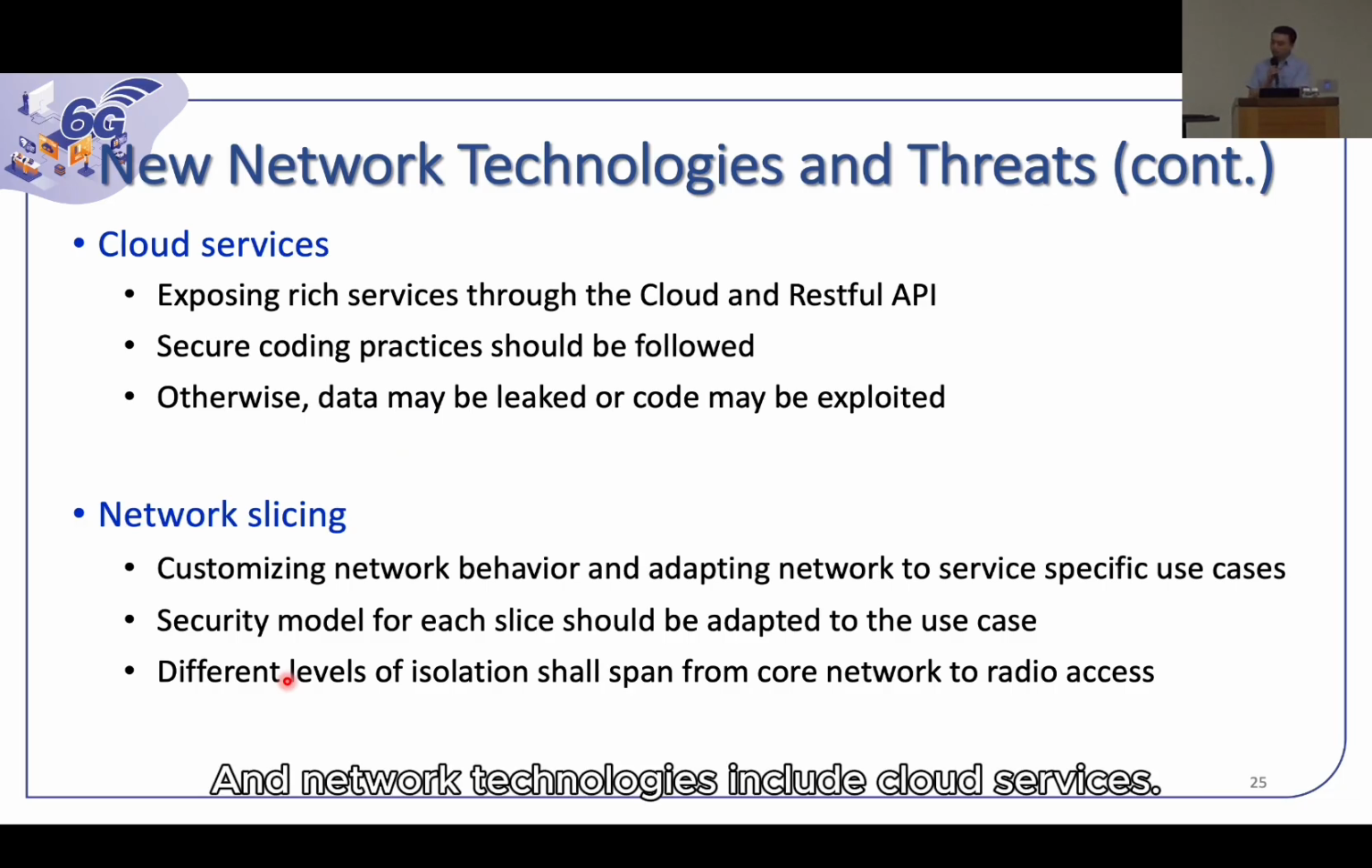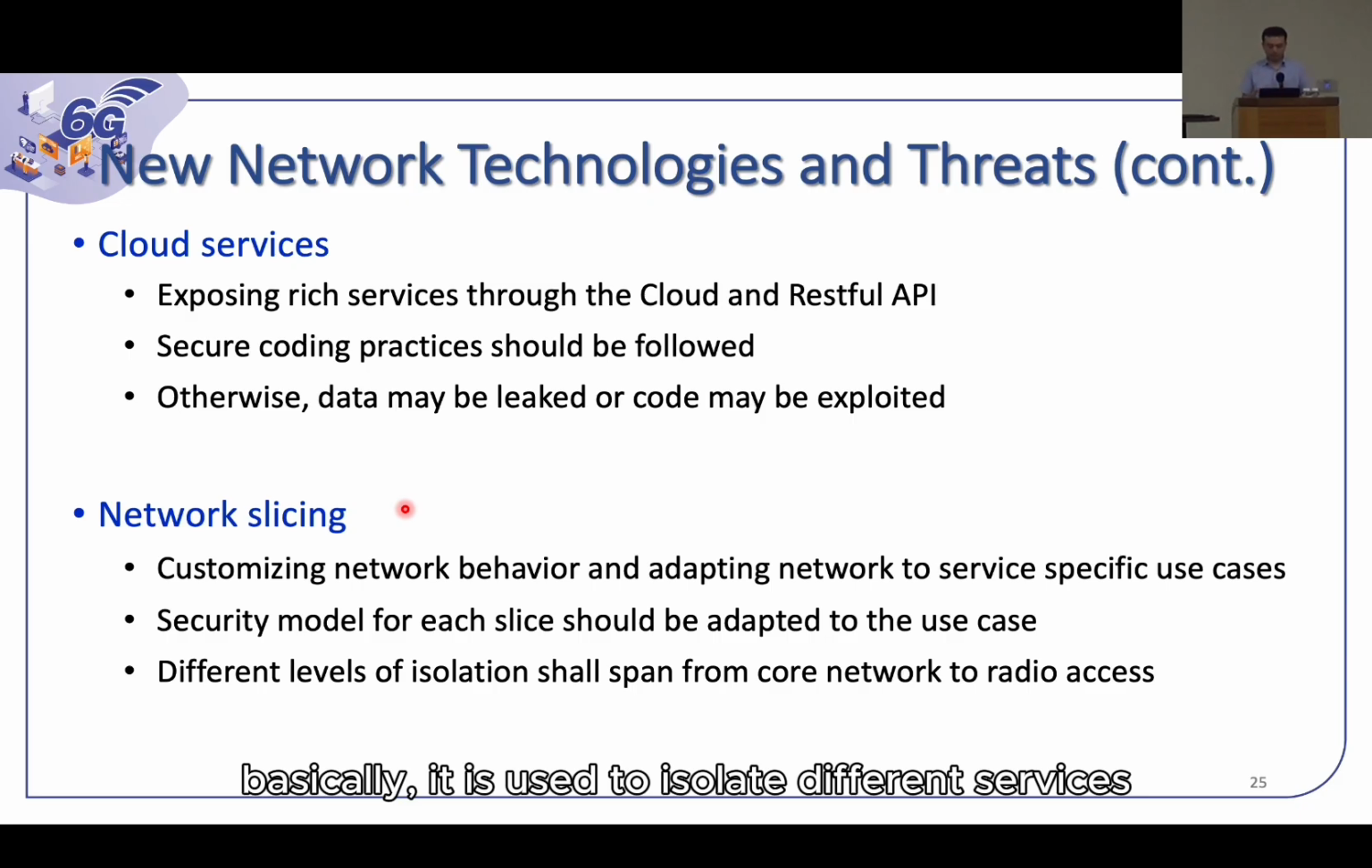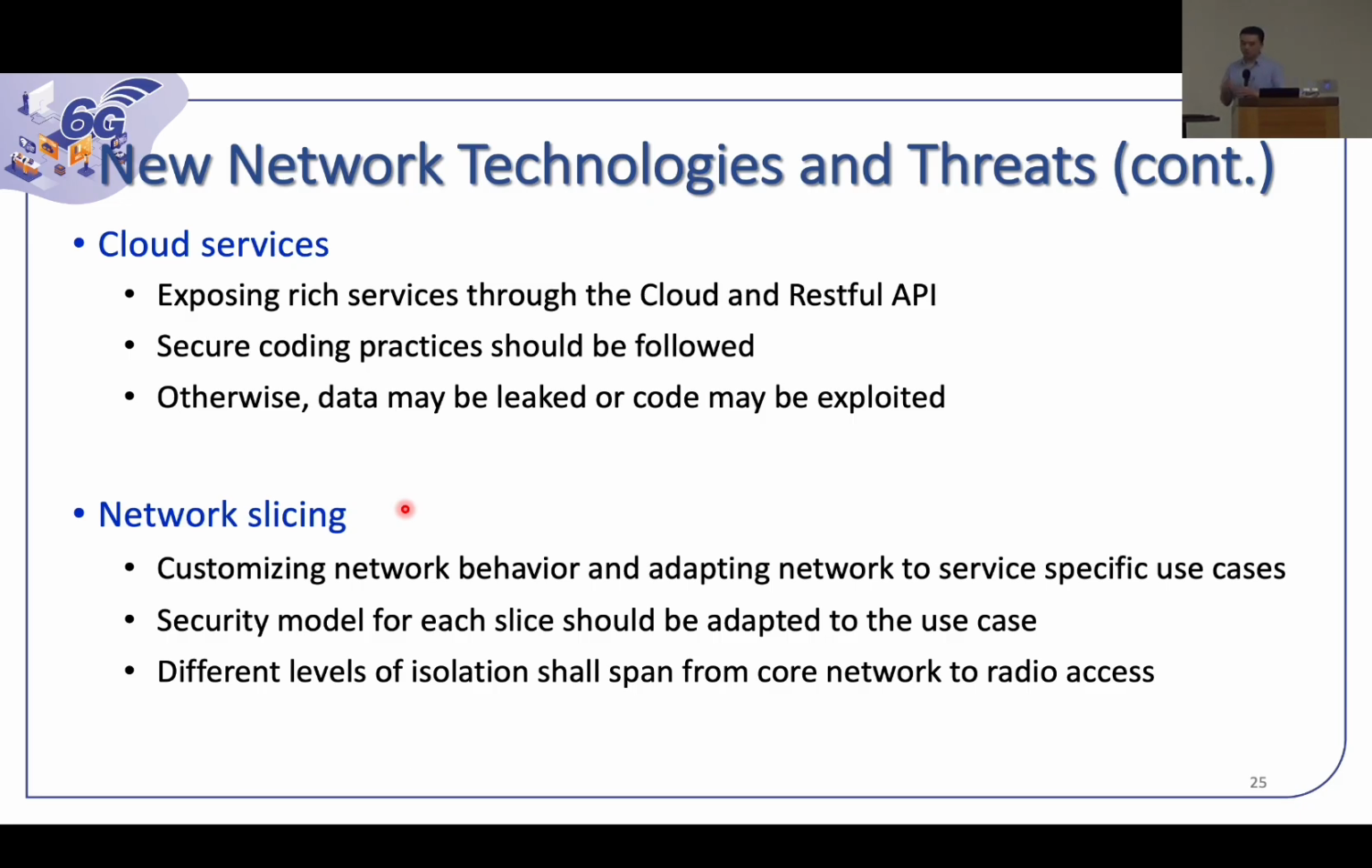Okay, and new network technologies include cloud services and network slicing. So cloud services have been used for a long time before the 5G standard was introduced. Any kind of vulnerability which happened before may also be found in the 5G core network. And network slicing is basically used to isolate different services. But sometimes, if it has vulnerability, traffic or applications in different slices may still affect each other. So this also needs to be considered.